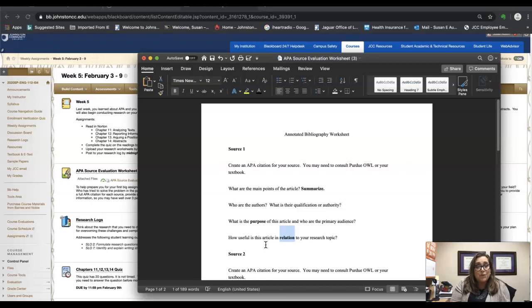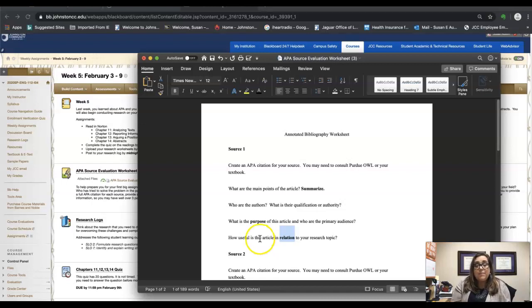You cannot use first person and you cannot use second person. So second person pronouns would be you, and that's not acceptable for scholarly work. And first person pronouns would be I, me, we, my. For this, I want you to use all third person pronoun references or specific noun references.